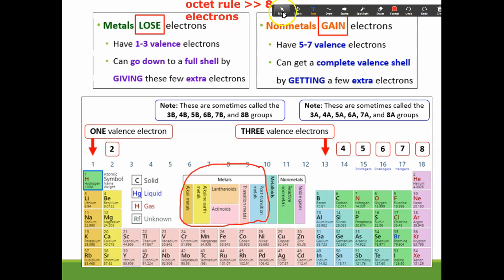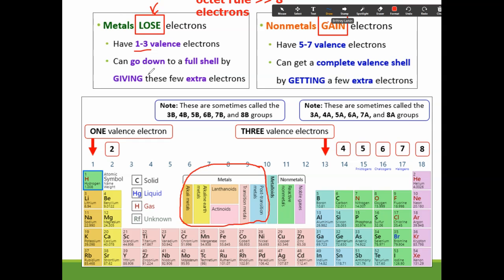Metals only have 1 to 3 valence electrons. So instead of trying to gain a whole bunch more, for example, if you have 1 valence electron, you would have to gain 7 more to get to 8, they prefer to just lose them. They only have a few valence electrons, so they're going to try to lose them because that's easier for them. And by losing them, they just drop down to a shell that's already full.